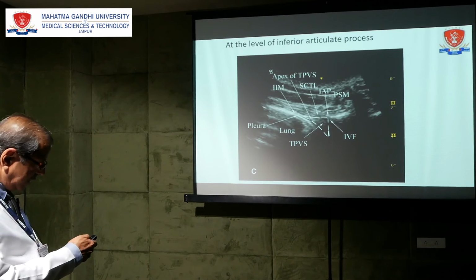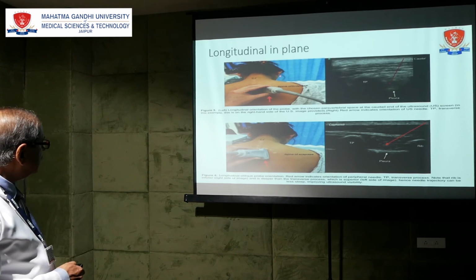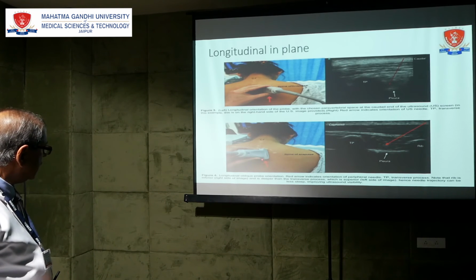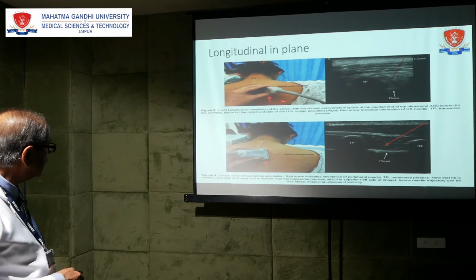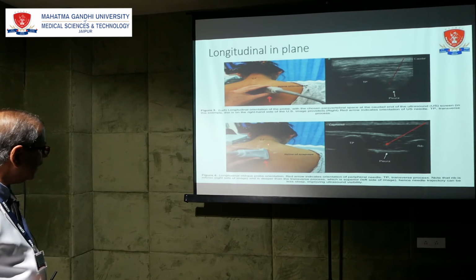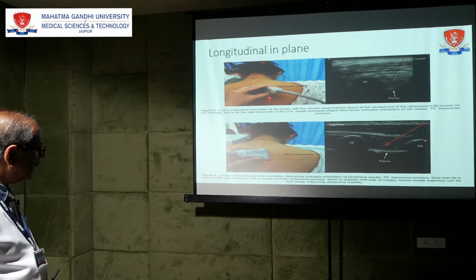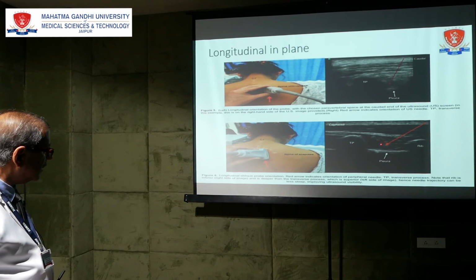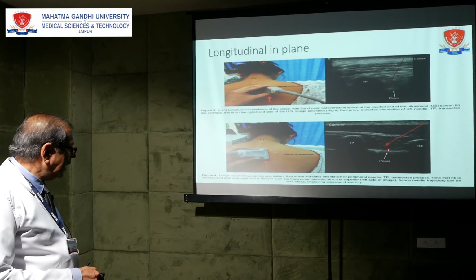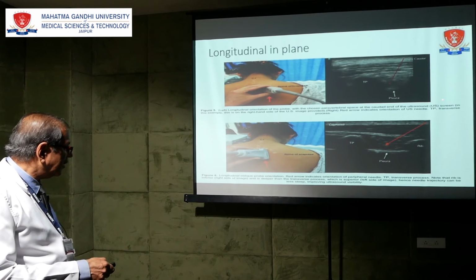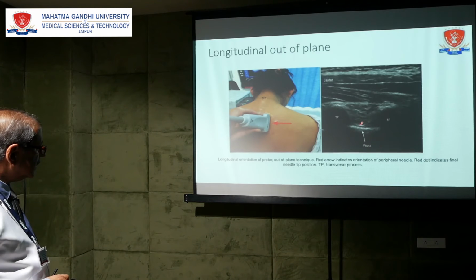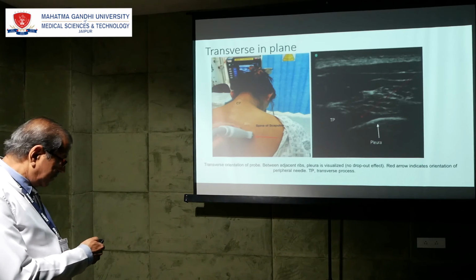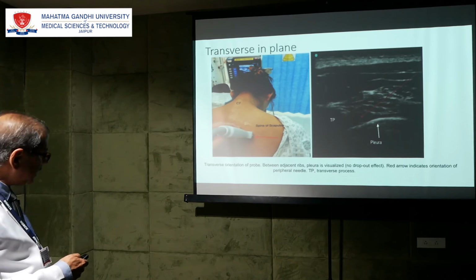This is another picture a little lower down. Then you can have a longitudinal orientation of the transducer. The earlier one was transverse, and here you have longitudinal. In longitudinal you see that at the target area, this is the transverse process, this is the rib, this is the pleura, and this is the intercostal membrane or the costotransverse ligament, and your deposit has to be here. Your incoming needle will be like this. This is the point of injection. Same picture a little different, but this one is in the transverse plane.